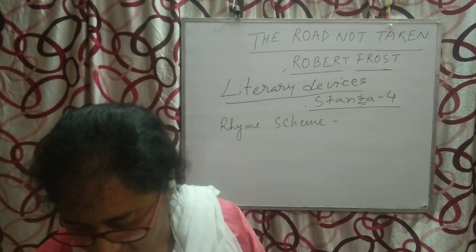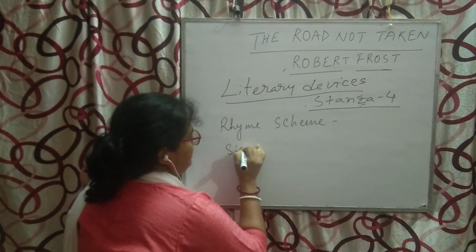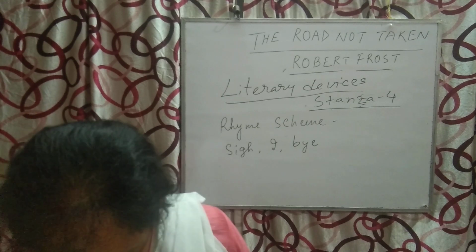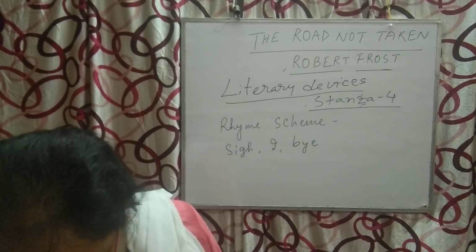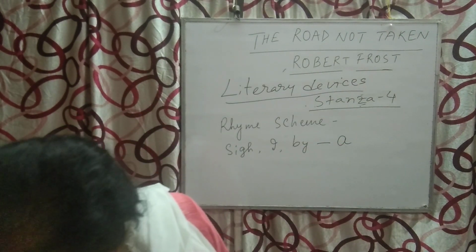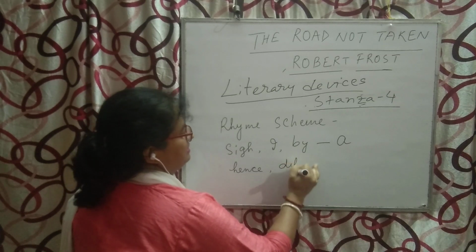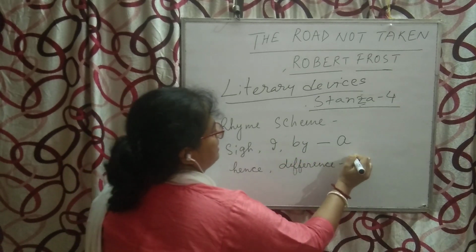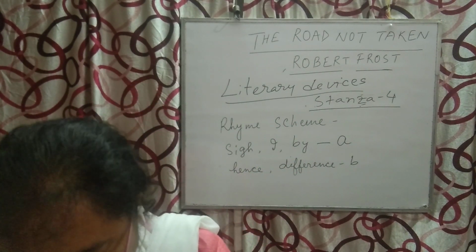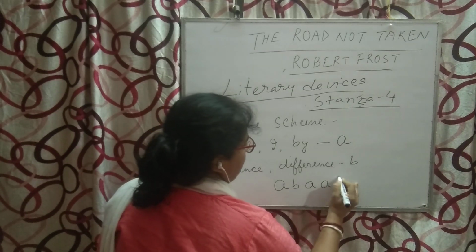Again, the poet uses here "sigh," A. Now "hence," B, and "I by." Now see, "sigh" we mark here A. Now here again "hands" and "difference," we mark it here B. Now what will be the rhyme scheme? The rhyme scheme will be A B A A B.